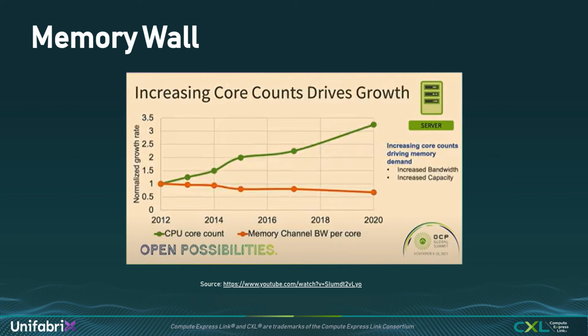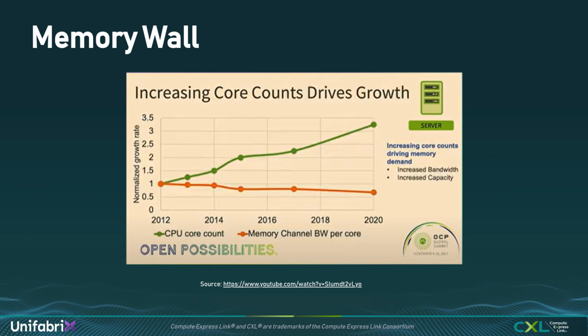What we can see in this slide is a presentation of IBM at the OCP Summit a few years back, probably 2021. In the orange bar is the memory channel bandwidth, specifically the memory channel bandwidth per core. In the green bar, we can see that the number of cores increases. In 2012, I believe it was 2 cores, after that 4 cores, and today we are going to 64 and 128 cores. While we are discussing cores, we can see the bandwidth on the orange bar.